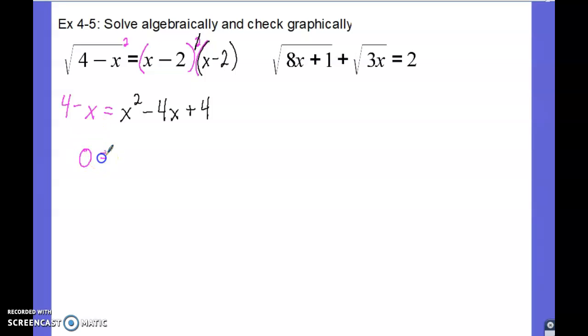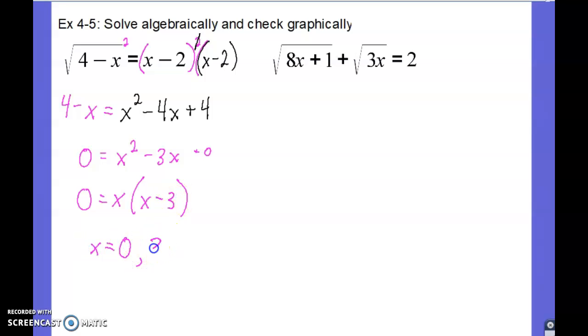Like I said, I'll set this side equal to 0, so I have x squared. I'm going to add x to the right side, so adding x gives me negative 3x. And subtracting 4 gives me 0, so I don't have to write anything. I guess if you wanted to, you could write plus 0, but that's a waste of time. You can factor this. Just as a reminder, it's the greatest common factor, x times x minus 3. So my two answers, when I'm finally getting to an extraneous solution, are x equals 0 and x equals positive 3.